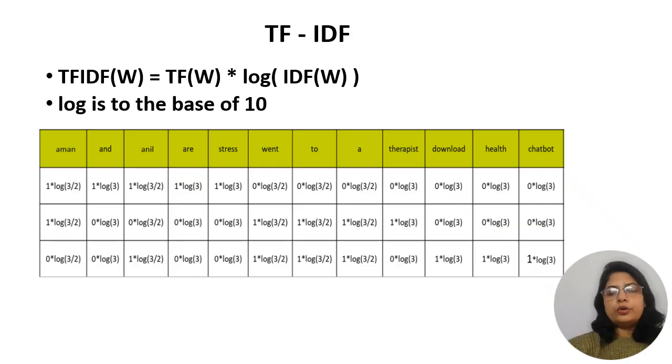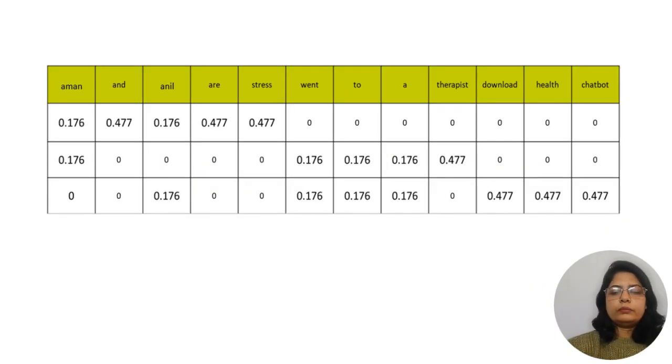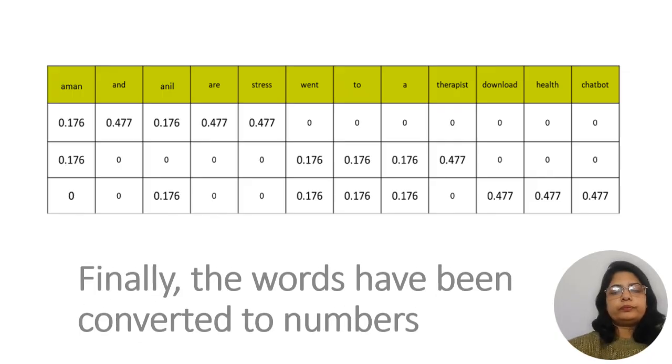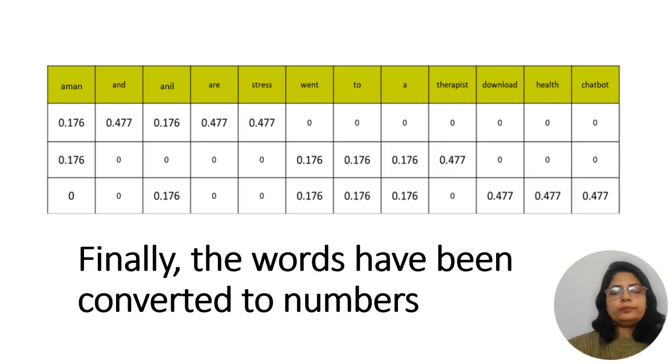So this is the output of TF-IDF, where after applying log, the frequency numbers get converted into values. So finally our words are getting converted to numbers in TF-IDF. So this is the output of TF-IDF.